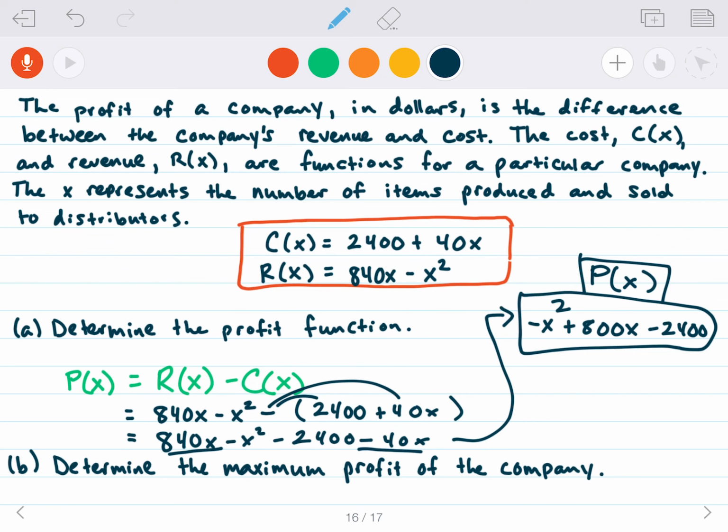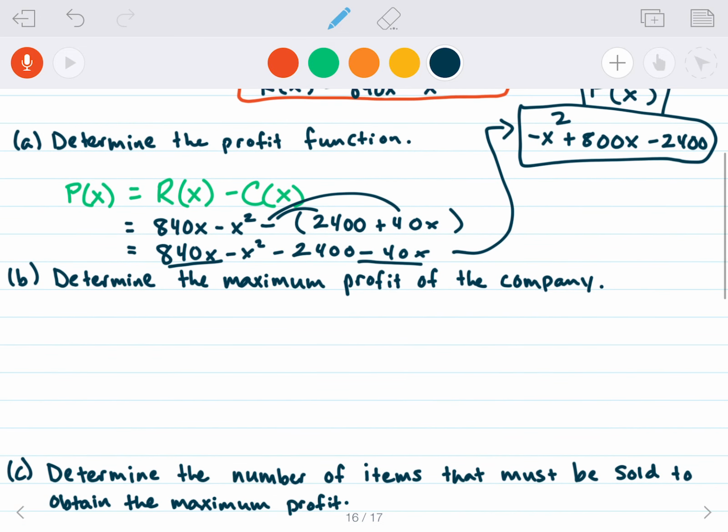So determine the maximum profit of the company. And then the next question says determine the number of items that must be sold to obtain the maximum profit. So our profit function is negative x squared plus 800x minus 2400. And we're not sure what this looks like exactly, but we know that it's a parabola because the highest power is 2. We also know that it's an upside down parabola because this A is negative 1. And so it's going to look something like this.